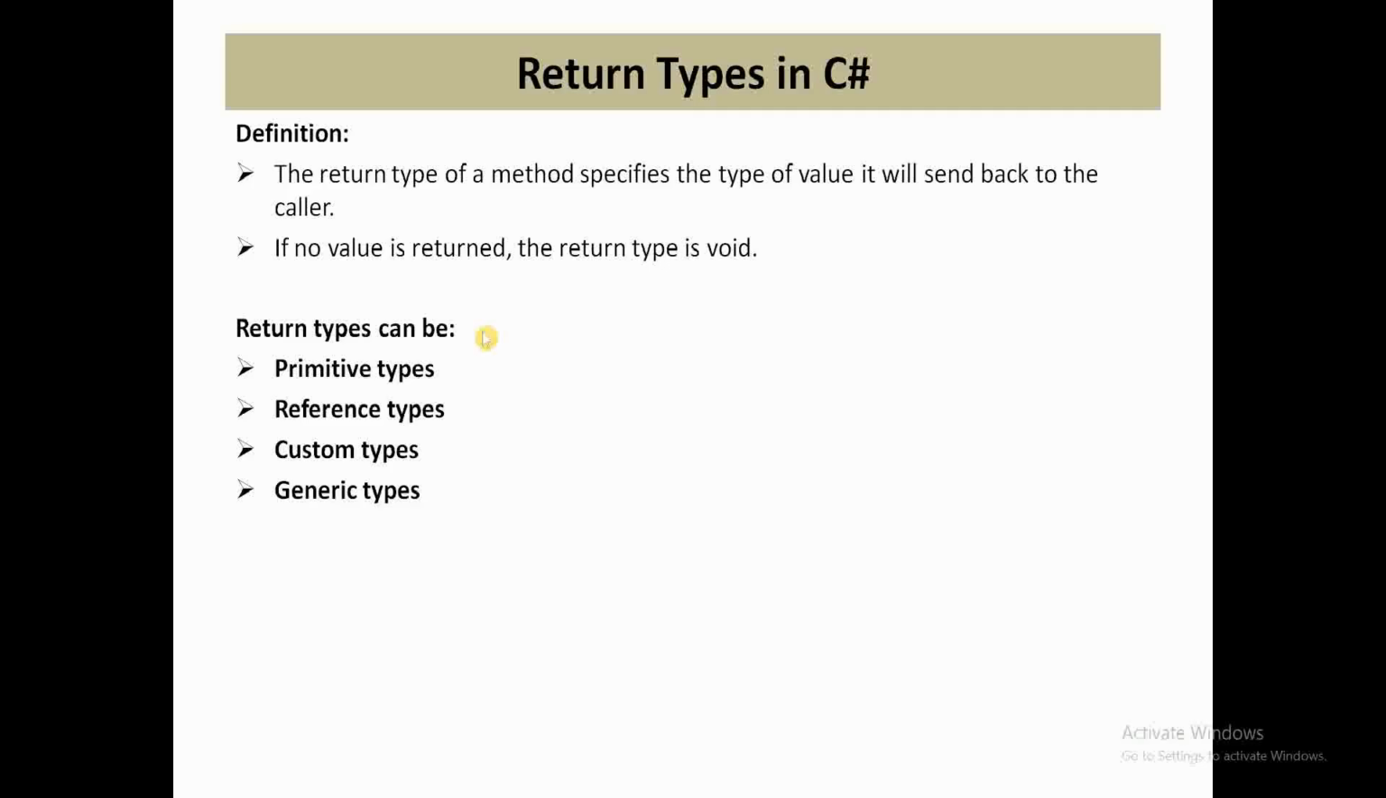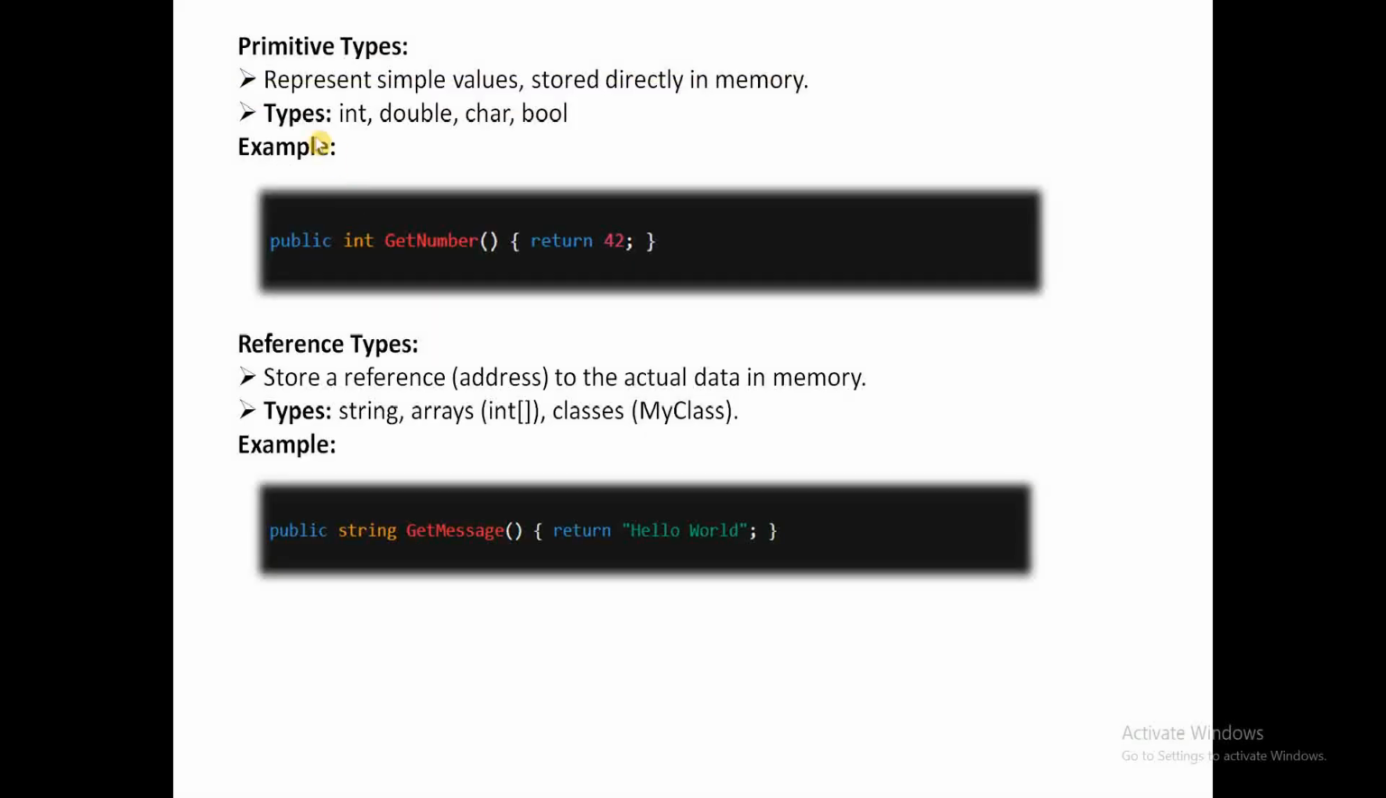Here we have some types: primitive types, reference types, custom types, along with the generic types. First one, we have primitive types. It represents simple values stored directly in memory. So primitive types are stored directly in that particular memory, not as a reference value. So these are simple values which are stored directly. Its types are integer, double, char, bool. Here we have the example. Here is the method name, and we are returning some value like 42 here. So it will store that value directly in the memory.